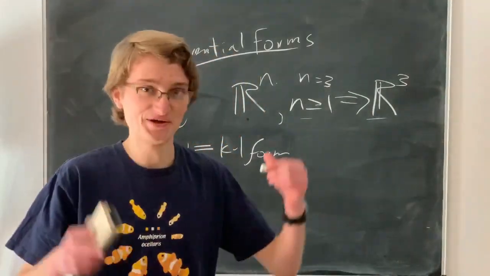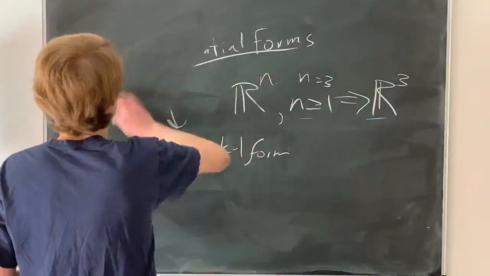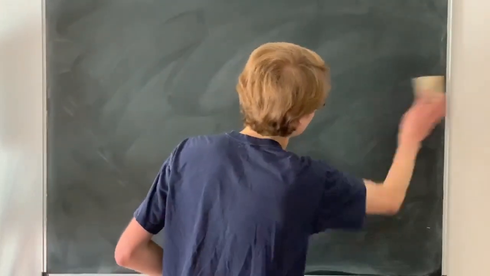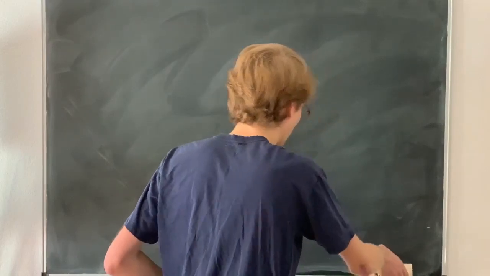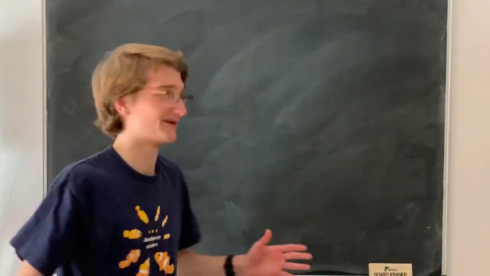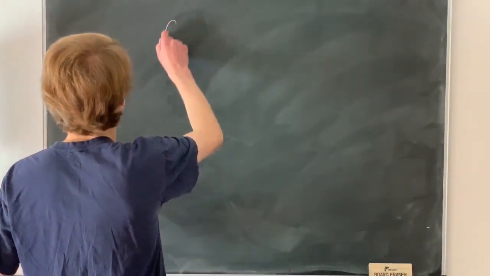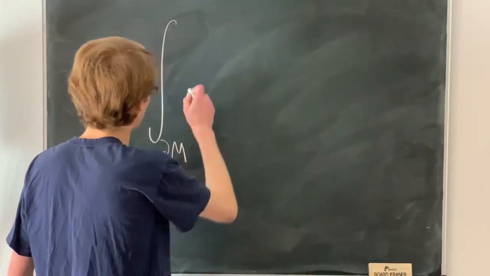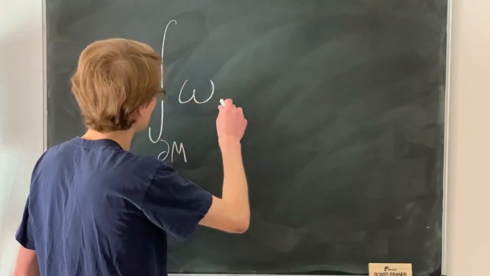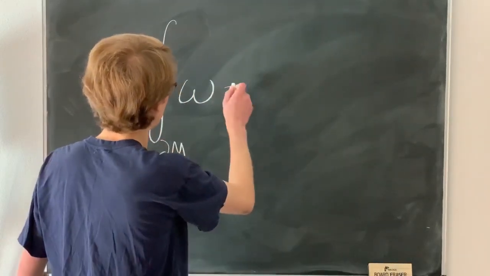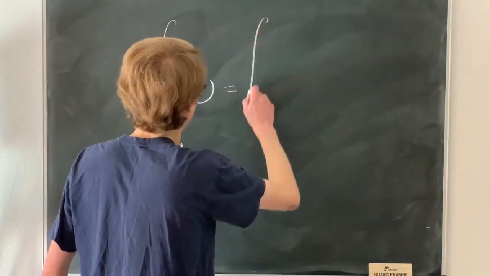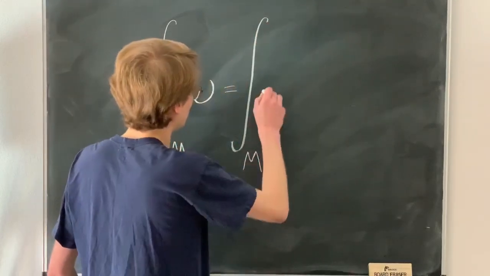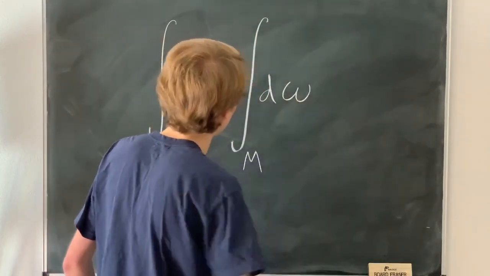All right, we have finally made it to the general Stokes theorem. Oh boy, this is exciting. Okay, are you ready? All right, I think you are. So, the integral over the boundary of the manifold of our differential form omega is equal to the integral over our manifold of d omega.